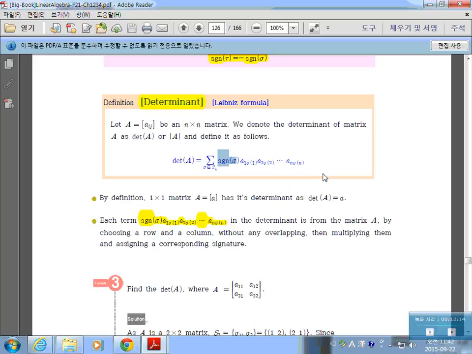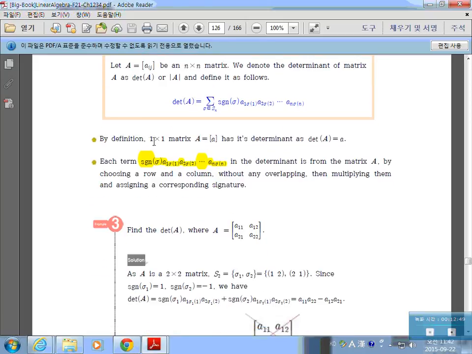N factorial terms, because we have how many? N factorial permutations there. What this means is we choose one entry from each row and column without overlap, multiply all together, and give it a signature. Then how many do we have? We have n factorial of those, and we add all those n factorial terms like this to get the determinant.